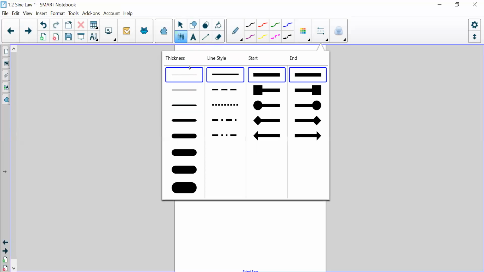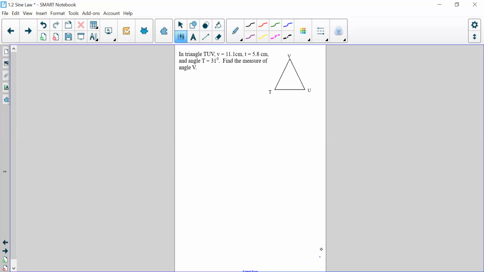This question doesn't give me the information on the triangle, so I'm just going to go ahead and write it first. It says side V is 11.1, so that's down here. Side T is 5.8, so that's over here. And angle T is 31 degrees. And I'm looking for angle V. I'm looking for that top component up there.